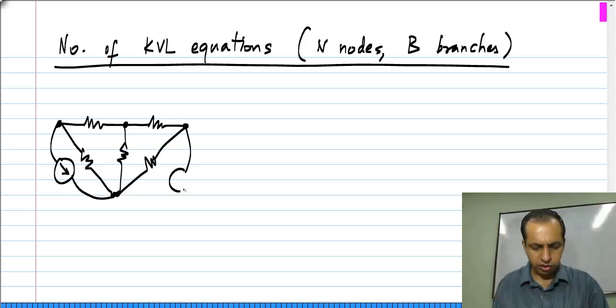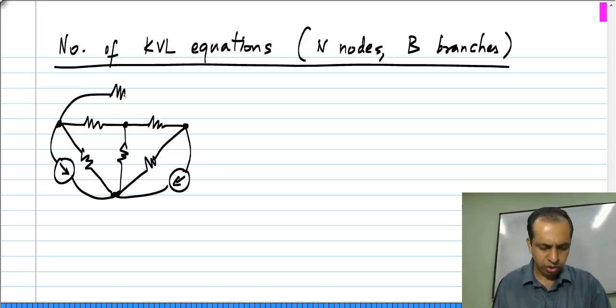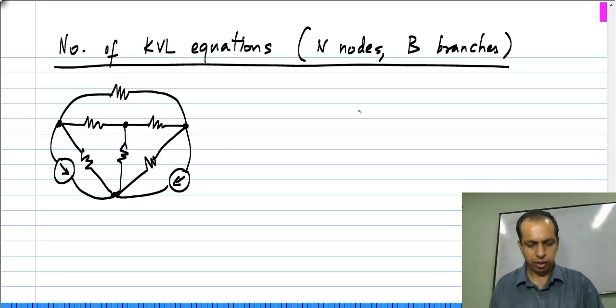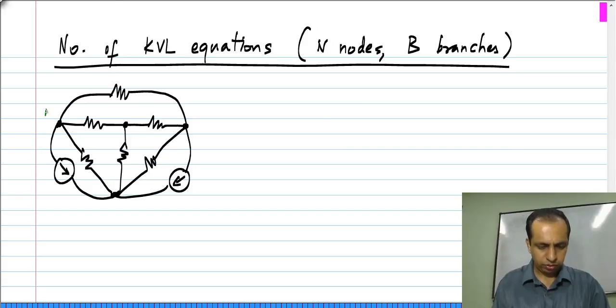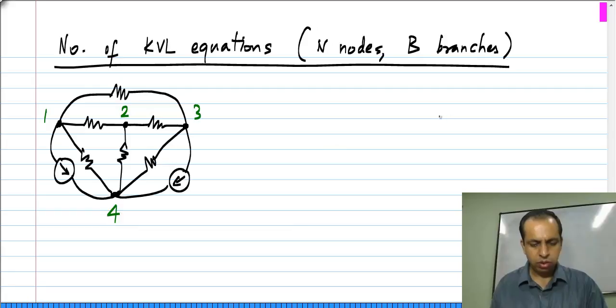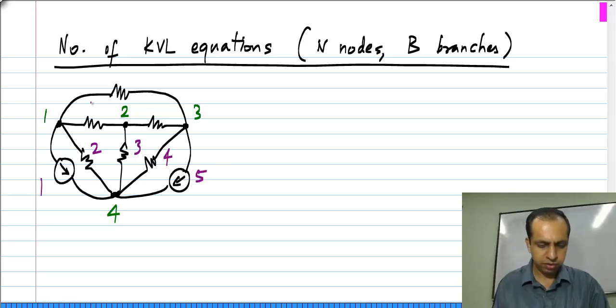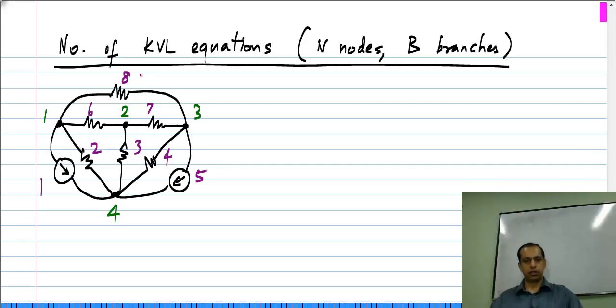I will still consider the same circuit. One, two, three, four nodes and 1, 2, 3, 4, 5, 6, 7, 8 branches.